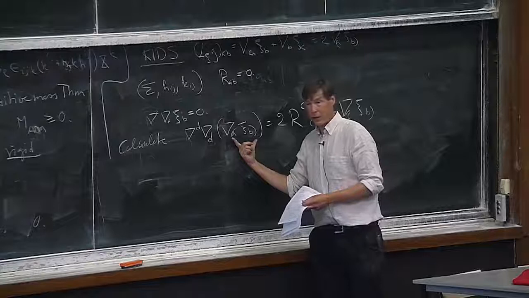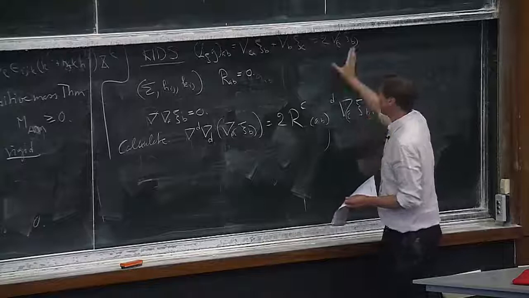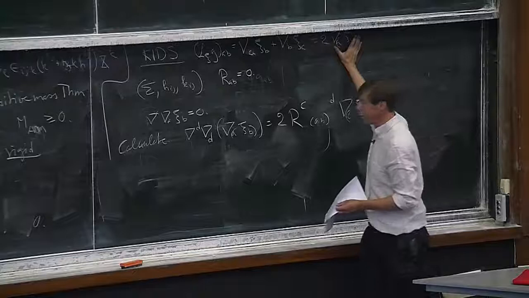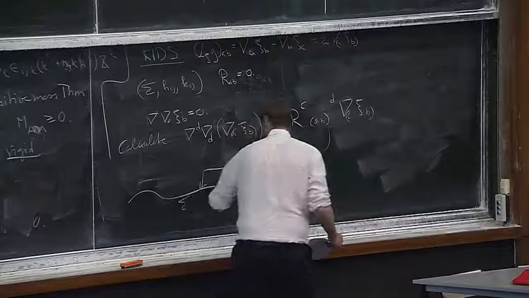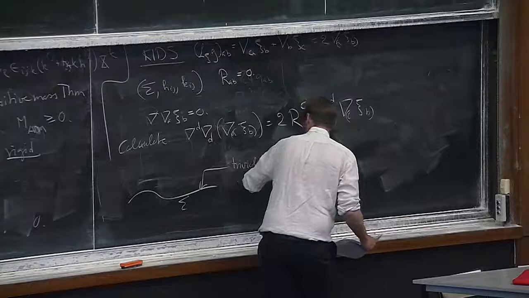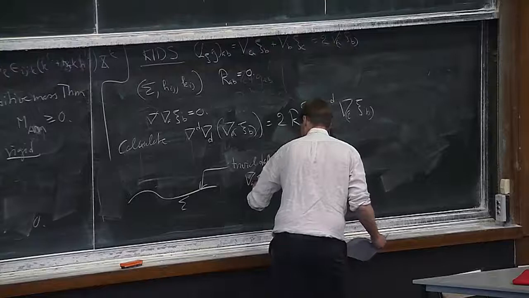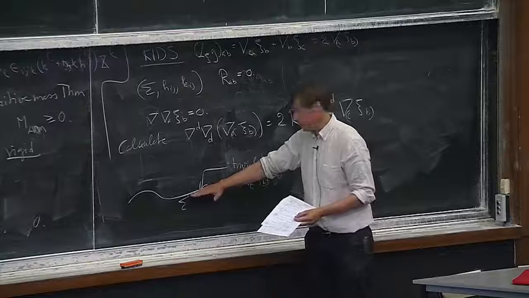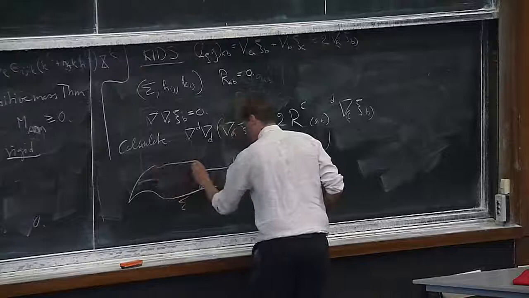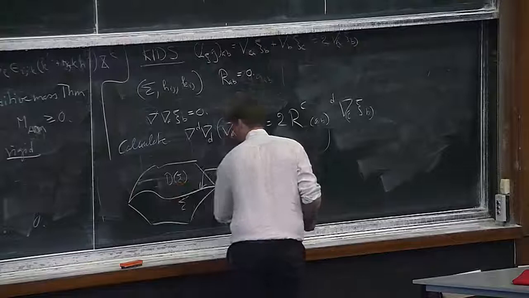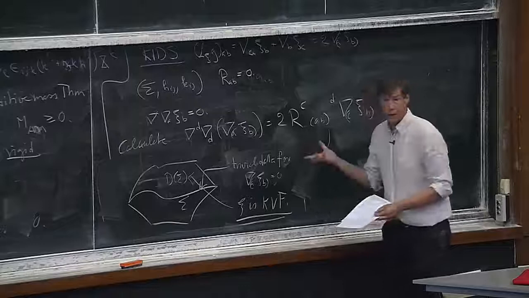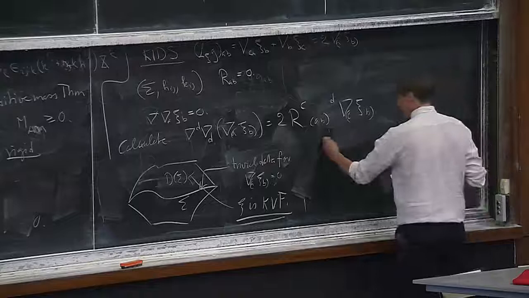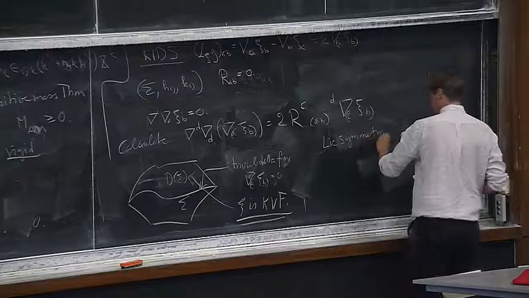So in fact, if we have Killing initial data, so that this tensor has trivial Cauchy data, then Xi is going to be a Killing field in the whole domain of dependence. So here we have sigma, and that means that the restriction of that tensor to the hypersurface is zero, and also the time derivative. Then in the whole domain of dependence, Xi is a Killing vector field. So this means that Lie symmetries propagate. The slogan is that Lie symmetry propagates.